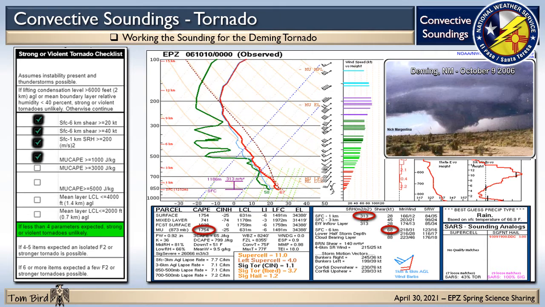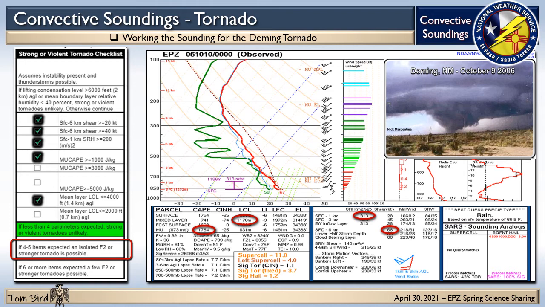So let's look at the CAPE. We're at 1754, so that gives us another check on the 1,000, but we don't meet the 3,000, so we get one more check. And then we look at the LCL. That's at almost 1.2 kilometers, and so that does fall below this 1.4 kilometers, so we get another check. We don't get the second check there. It's not that low. And so we get 1, 2, 3, 4, 5 different check marks, and that puts us in this box here. It says expect an isolated F2 or stronger tornado. So it worked out that day.